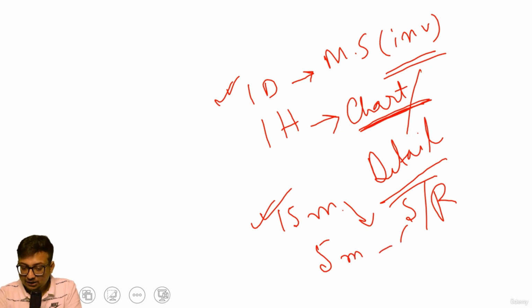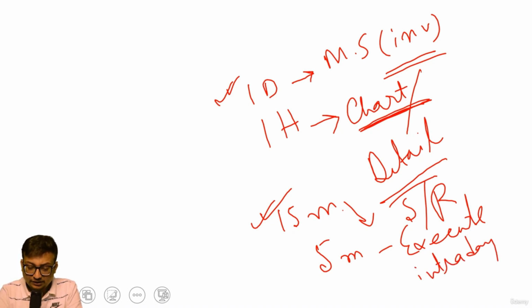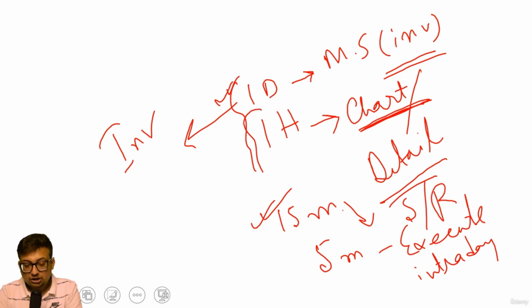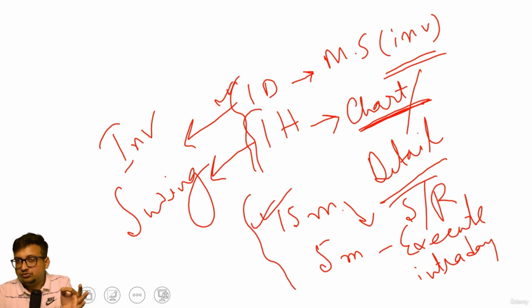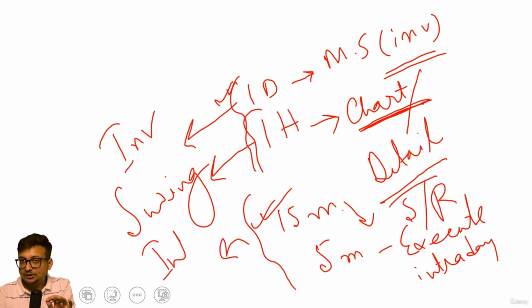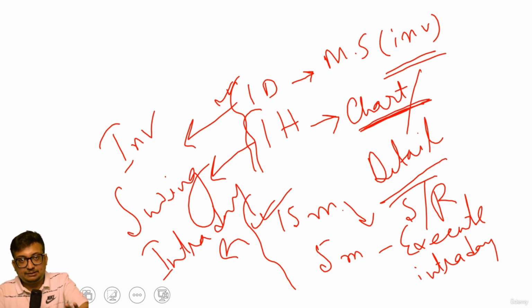So 1 day time frame is basically for investment, right? 1 hour time frame is basically for swing trade, and 15-minute and 5-minute time frame is for intraday, right? So 1 day time frame is for investment purpose, 1 hour swing trade. Sometimes for more information you can use the 1 hour time frame for investment purpose also, but 15-minute time frame and 5-minute time frame both are used only for intraday, nothing else. Clear? Now we'll go to the live market and we'll analyze a particular stock.